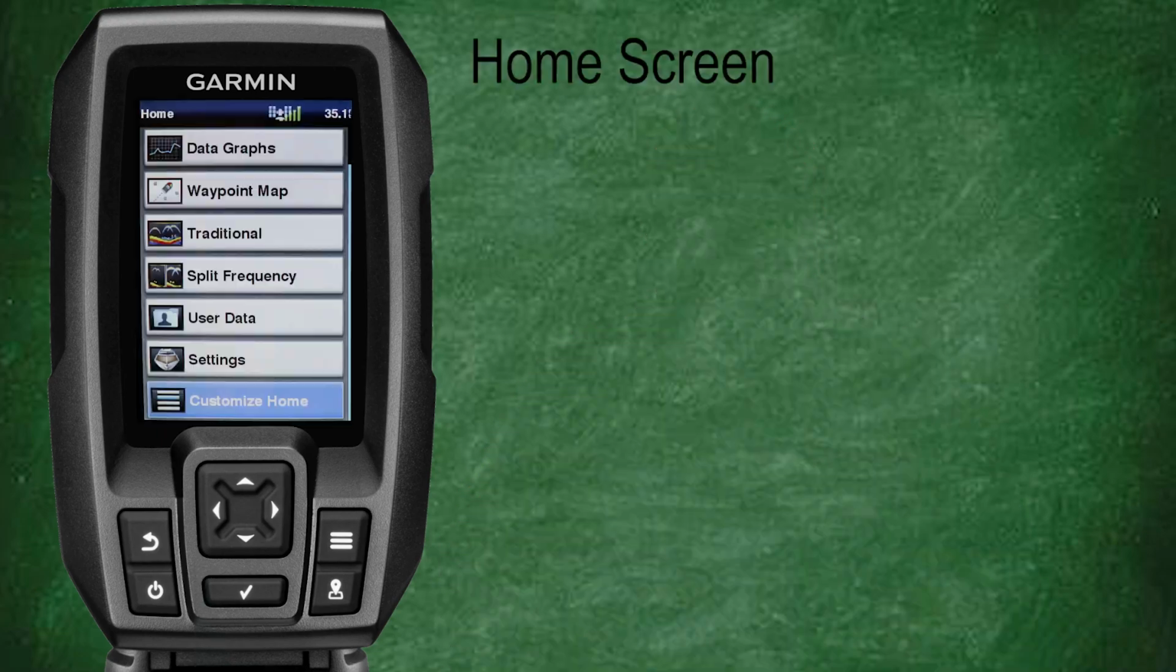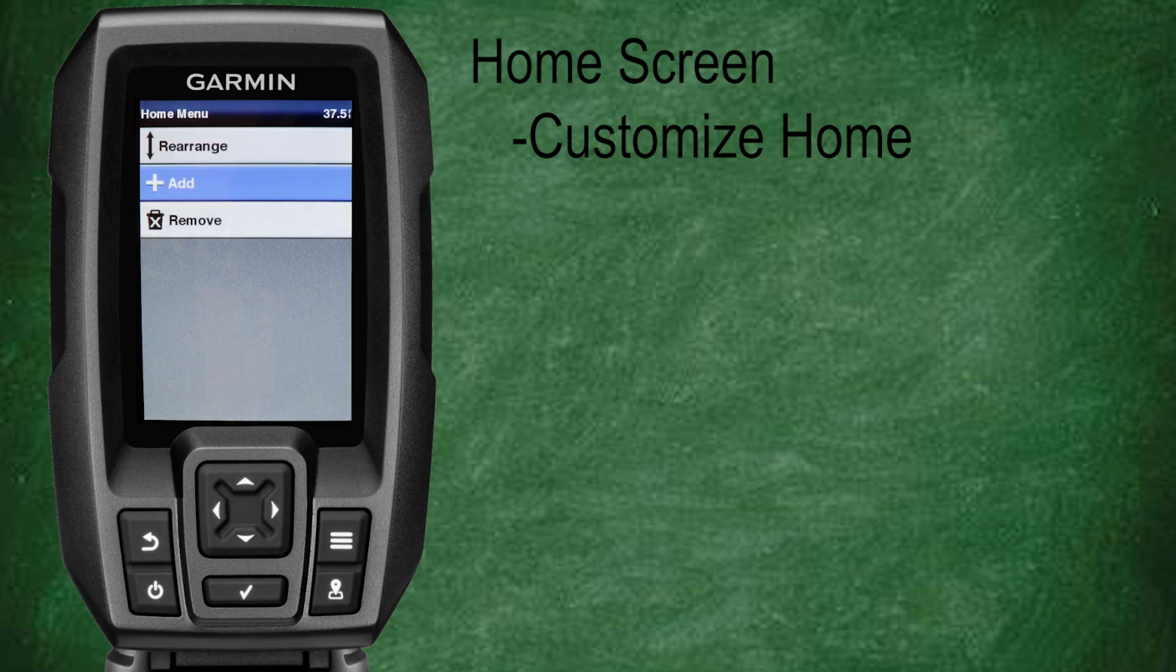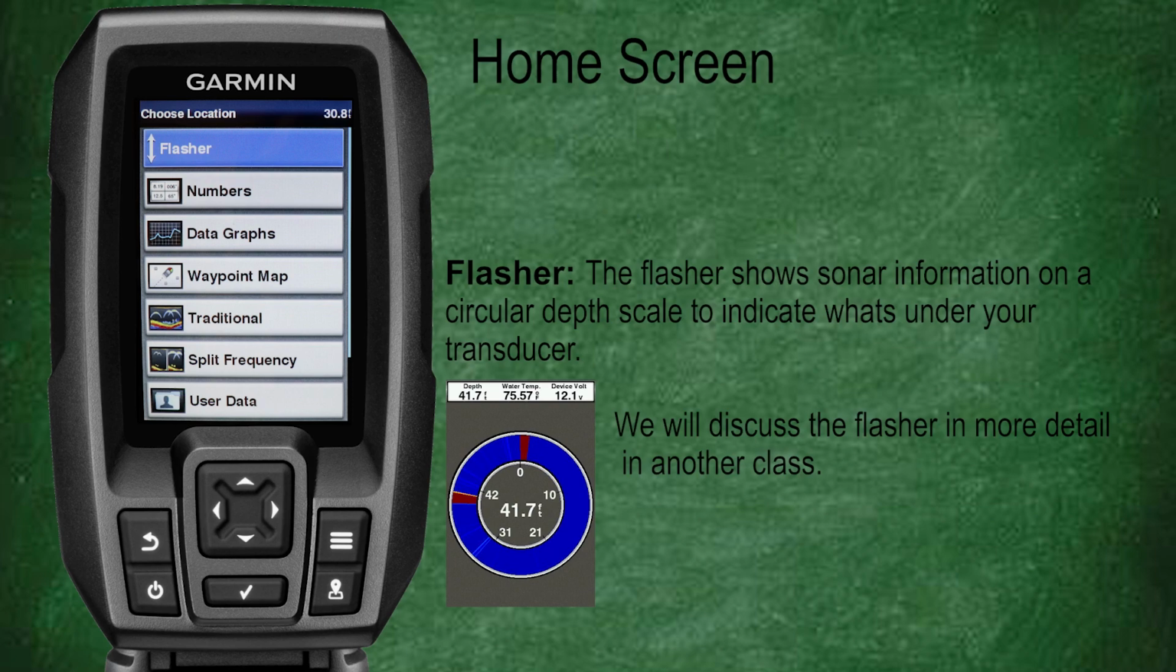I know the flasher is pretty popular, so next I'm going to show you how to add the flasher to your home screen. Starting on the home screen, select Customize Home. Now scroll down and select Add. Now scroll down and select Flasher. Now the flasher will be shown on the home screen. Use the arrow keypad to move the flasher feature to your preferred location on the home screen and press Enter to add the flasher to the home screen.